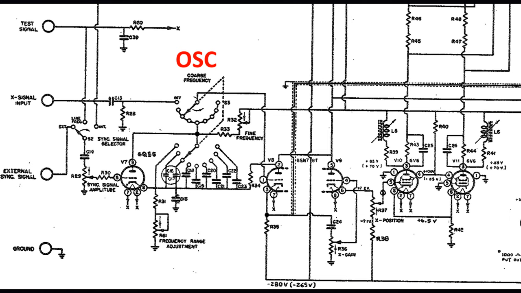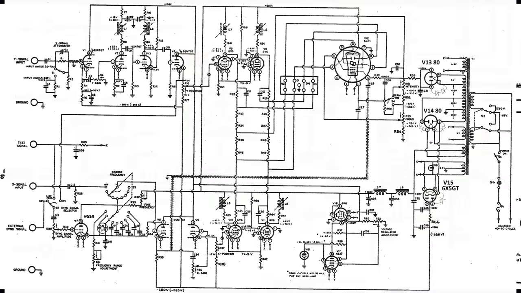And then we have V8 and V9. Again, two cathode followers, just for impedance transformation. And then we have a DC output of V9 that goes to the X position potentiometer. And then this is almost the same as the vertical amplifier, but here it's just the horizontal amplifier, a differential pair of tubes that gives a nice differential drive to the deflection plates in the CRT.